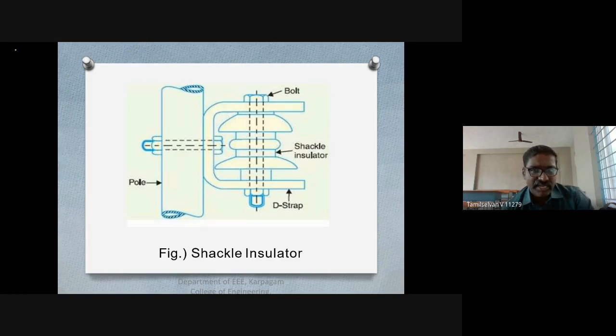There will be a galvanized metal pin inside the Shackle insulator, and the conductor will sit in the circumferential grooves on the insulator. The strap is connected to the pole through a metal screw. So this is your Shackle type of insulator. I will show it in videos.